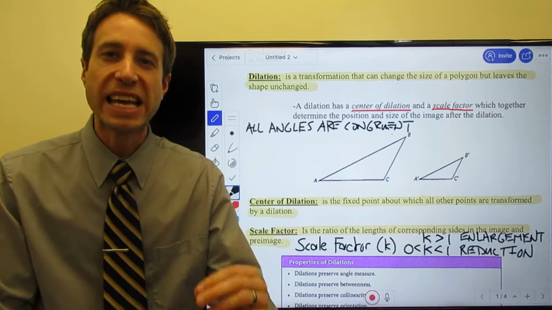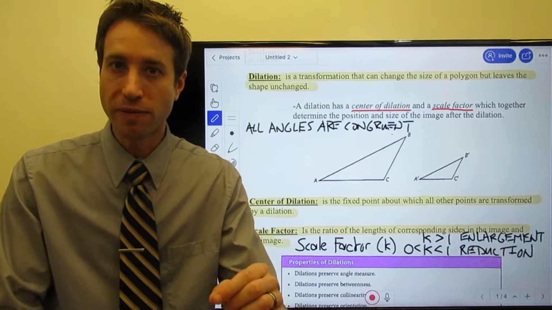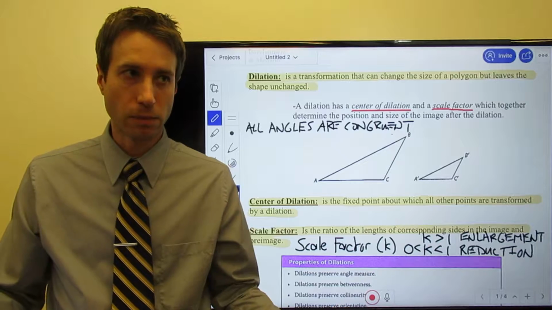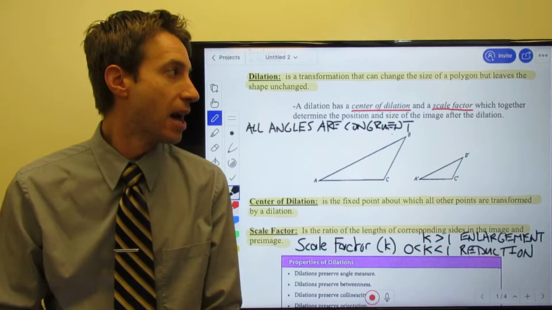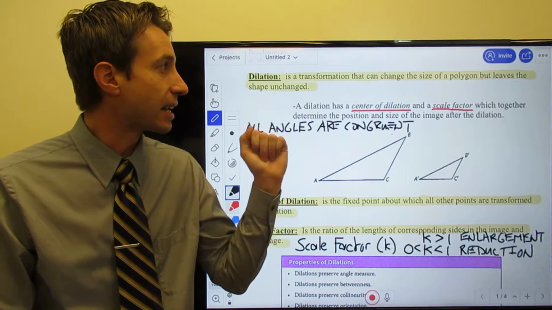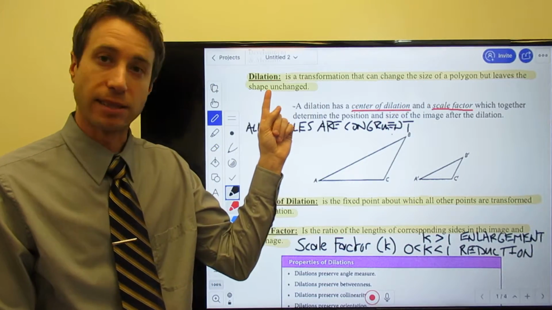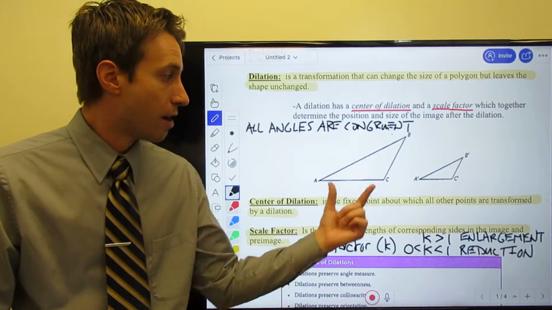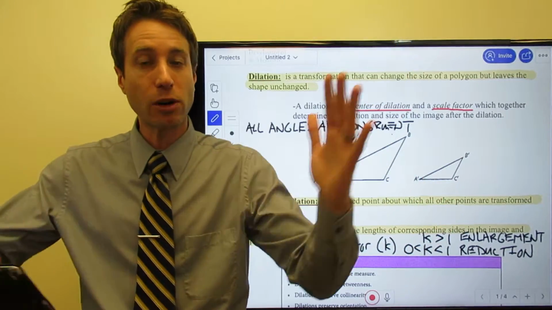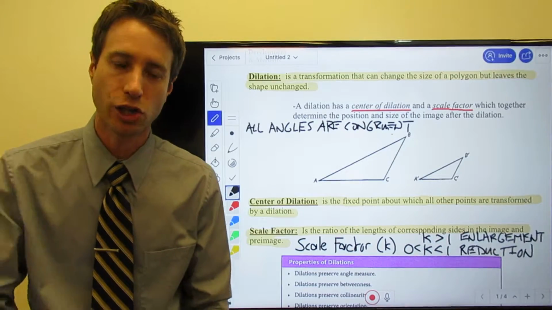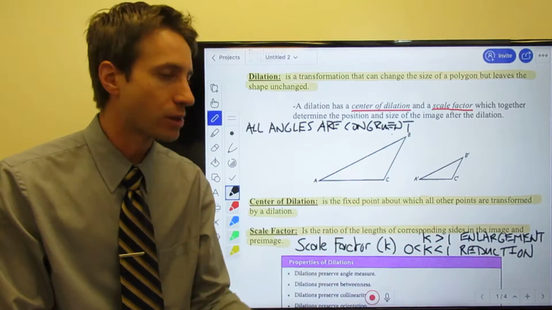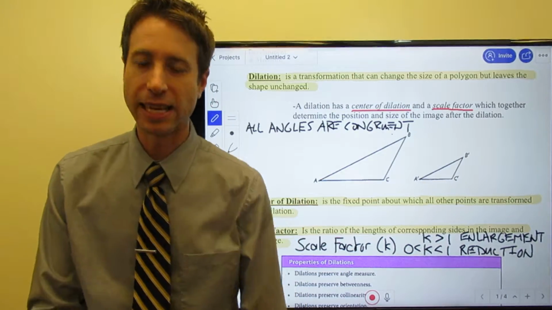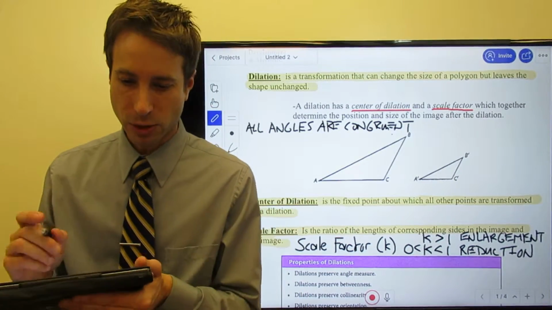And that makes sense. If I change the measure of the angles, then I'll no longer have the same shape. That's changing the shape. And we just said up here, right, that a dilation will change the size, but it doesn't change the shape. So that means the angles have to be congruent from one object to the other. Even though it's getting bigger or smaller, the angles will not change. Now, the only way that you could measure those angles is if you had a protractor and you laid a protractor on there and did it. So for now, what I'll do is I'll just give them to you.